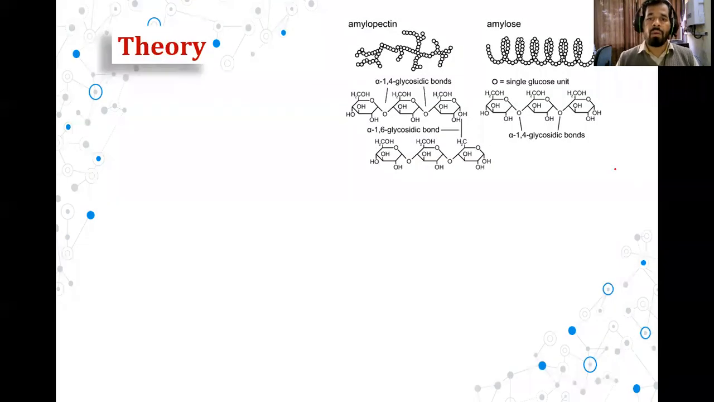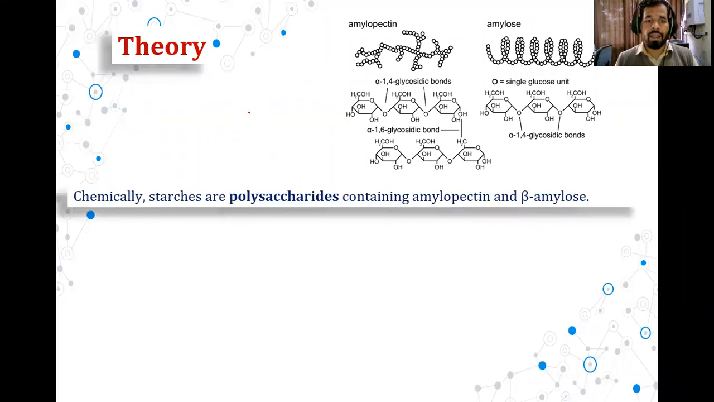Okay, now again the theory part of the starch: chemically, starch is a polysaccharide containing amylopectin and amylose. So starch is made up of two important polysaccharides, amylopectin and amylose.